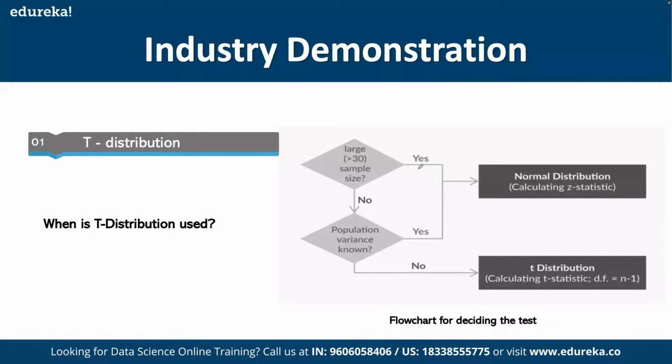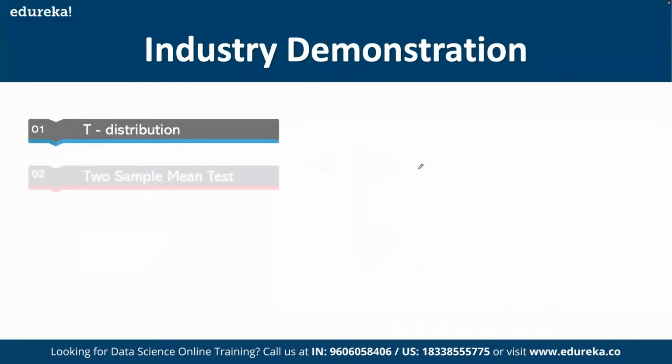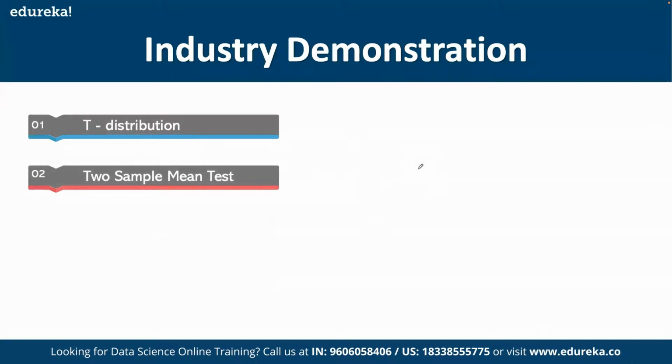This is how we decide whether to use the t-distribution or the normal distribution. If I've got a large sample, then I'll use the normal distribution. If I've got very small samples and the population variance is not known, then in such scenarios we use the t-distribution. And there is something called a two sample mean test.